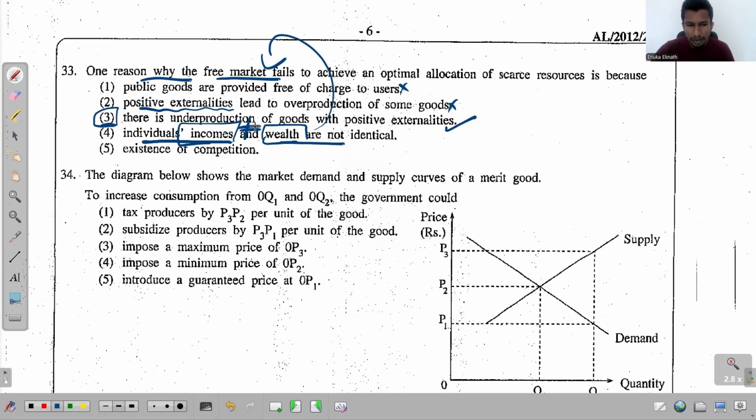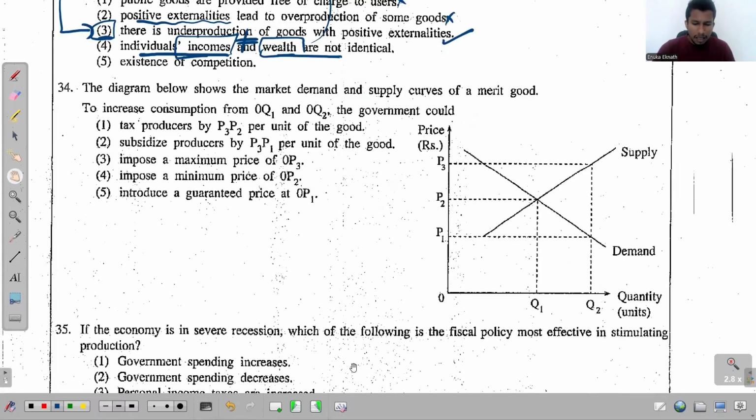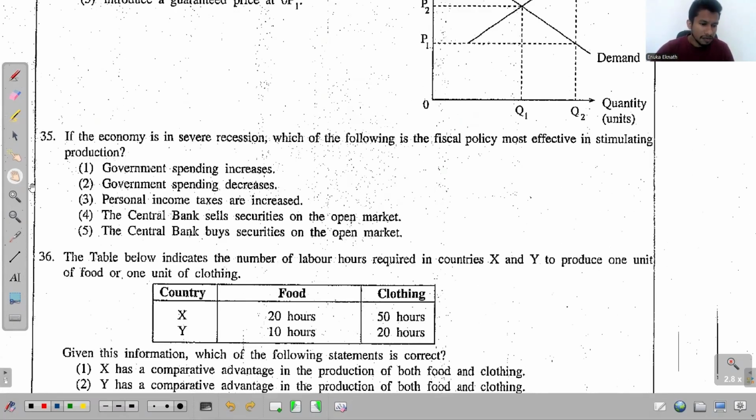No, we have never discussed such a thing anywhere. Existence of competition. No, existence of competition is somewhat actually good. That is not a reason for the market failure. So for this question 33, the third one is the answer. Right, now look at this question 34.